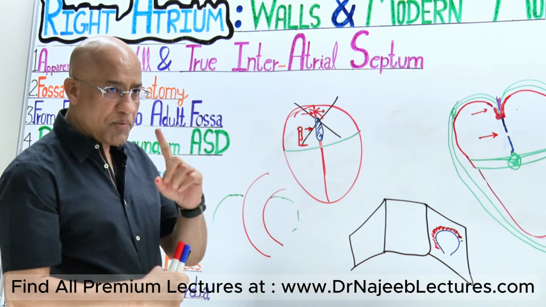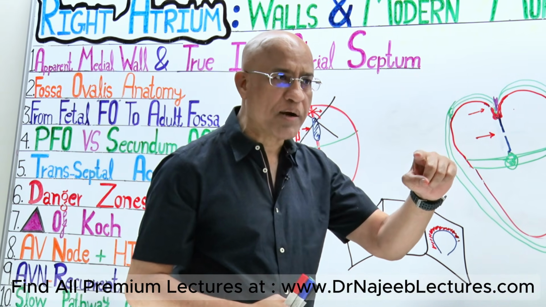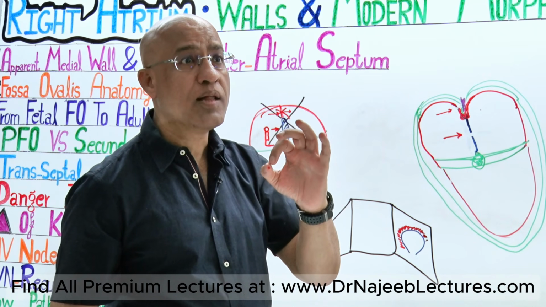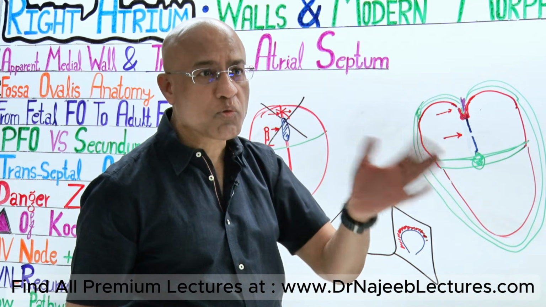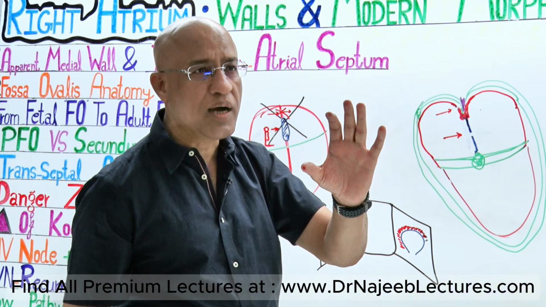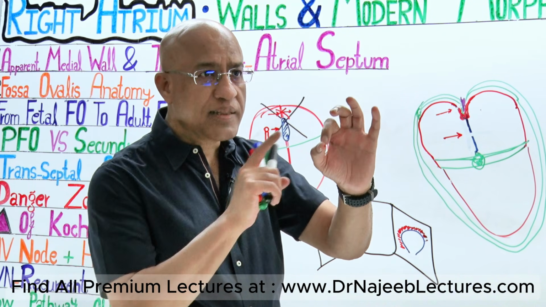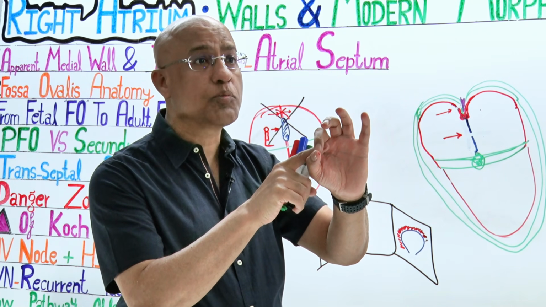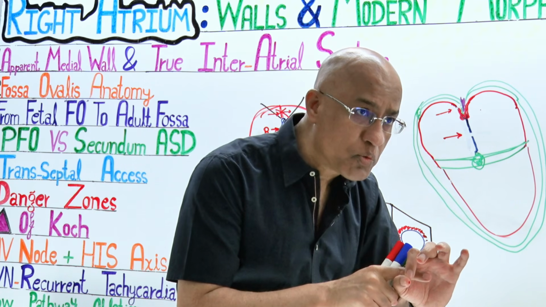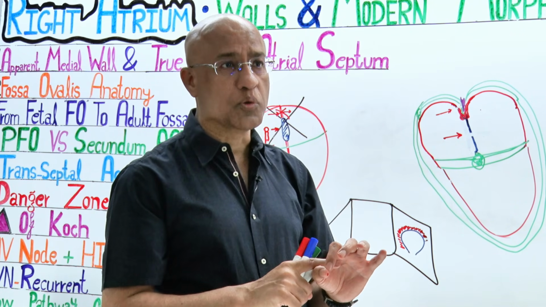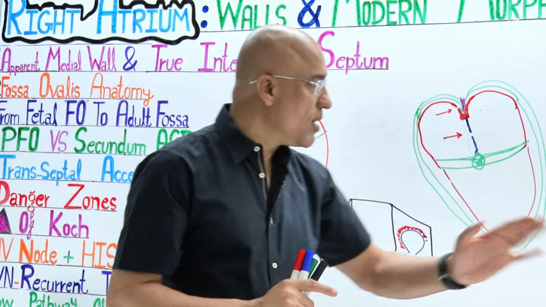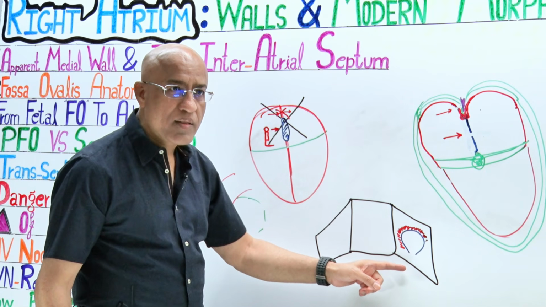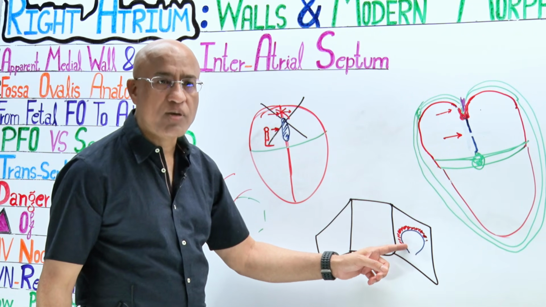Number one, transseptal puncture should be through the septum. Which septum? Not anywhere in the medial wall. You have to locate where is the floor of the fossa ovalis. Then there you have to do the puncture. And what should be the direction? Direction should be very carefully chosen according to which procedure you are going to do. We will discuss even that later. Now it is clear that the whole medial wall is not interatrial septum.